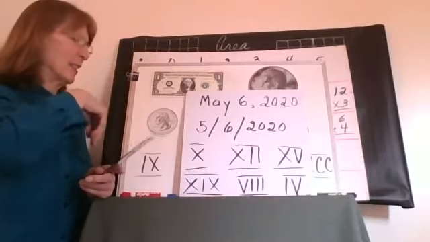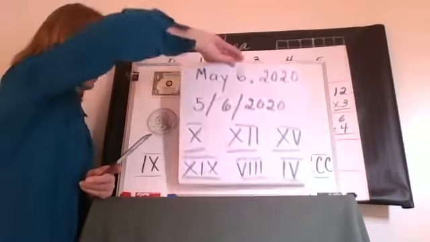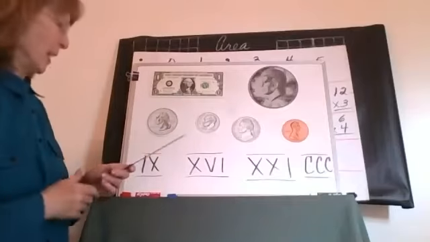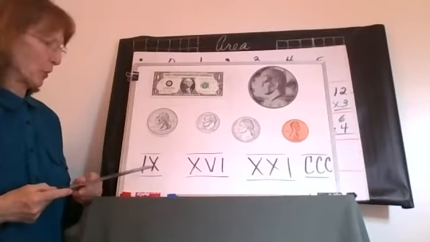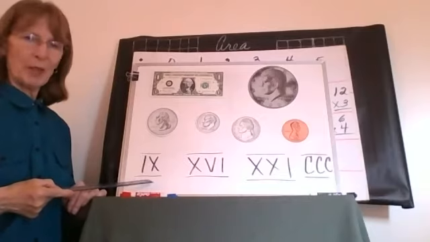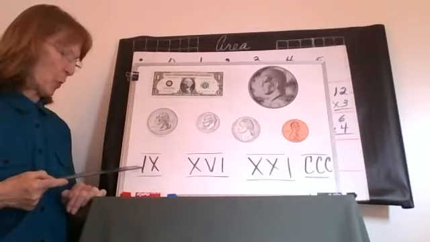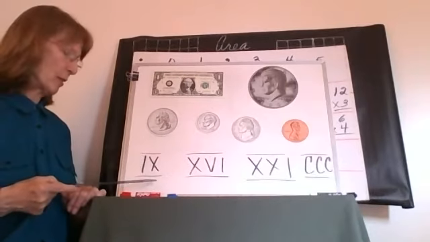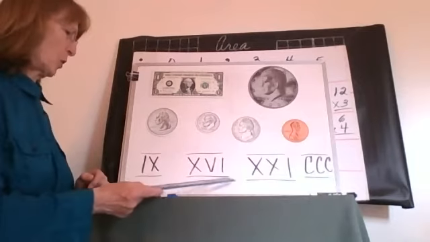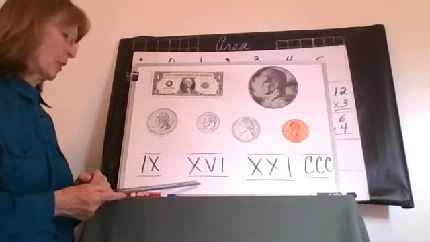All right, let's move this down here. And let's do some more Roman numerals at the bottom. We'll talk about the money in a minute. What is this number then? If the smaller comes first, you subtract: 9. If the smaller comes after the larger, you add.